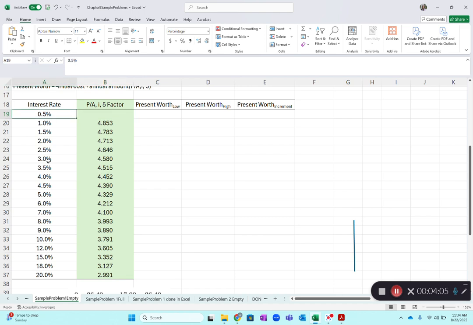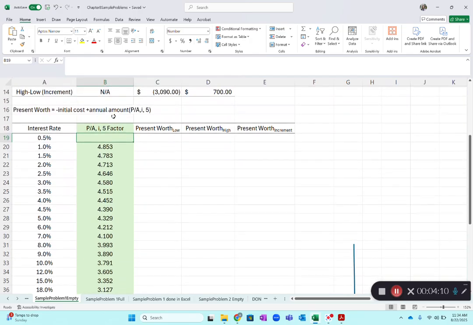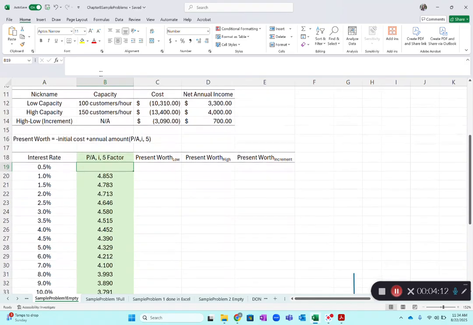So I'm going to go from 0.5 all the way up to 20. Some of you might be wondering why I need a factor. I wrote down, because I'm so used to it, how to get present worth from these values. My present value is going to be equal to a negative initial cost plus my annual income multiplied by my factor. And my factor is present worth given an annual amount. So I need that P given A factor.